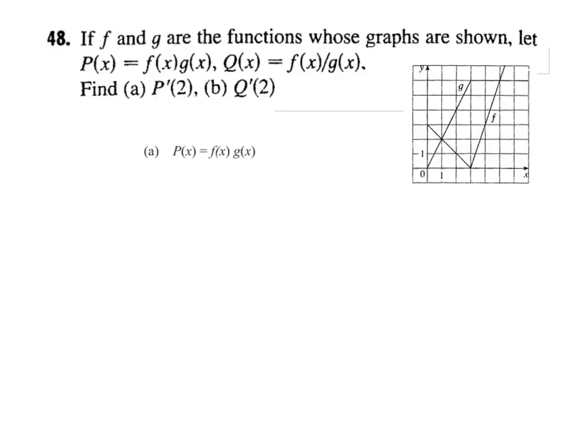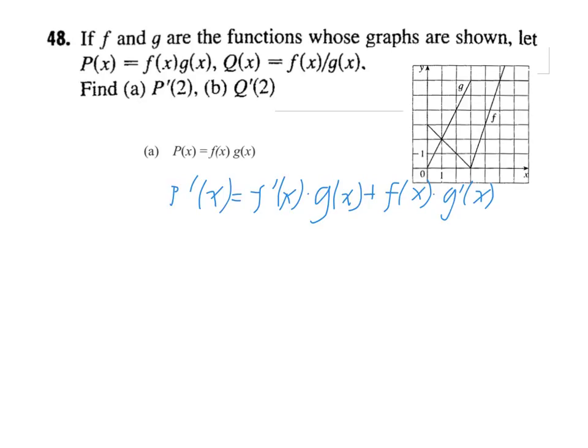And from before, I knew that p prime, according to the product rule, should be u prime v plus u v prime. Remember, we're looking at this one specifically at the point 2. So everywhere you see an x, put a 2 in its place.